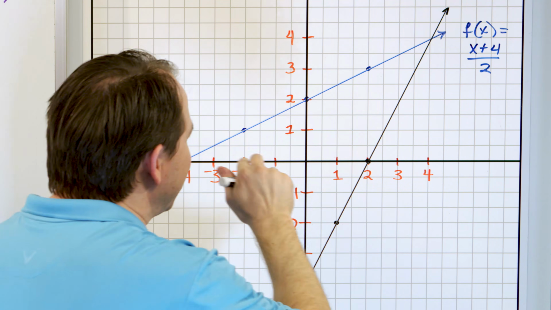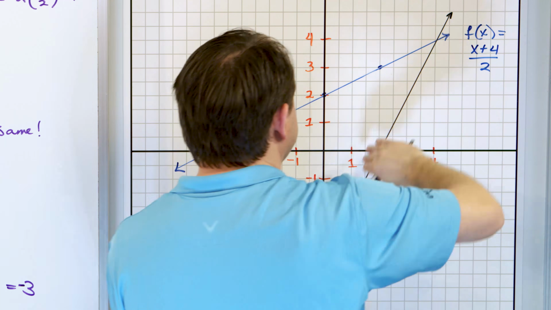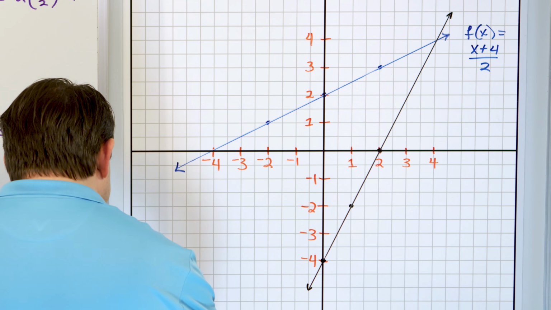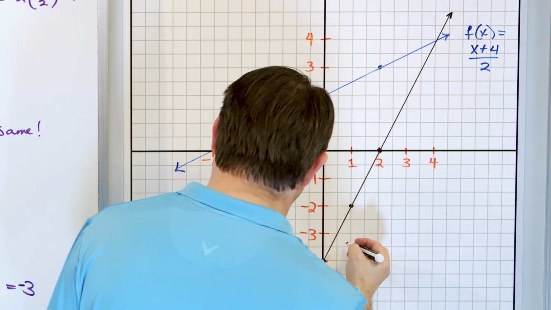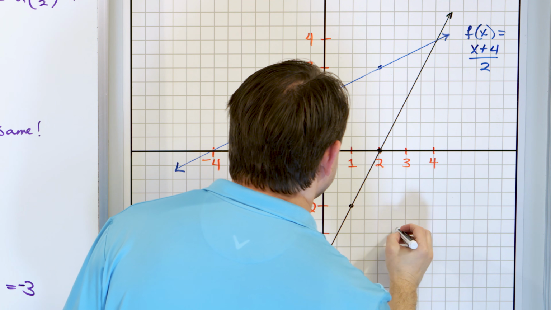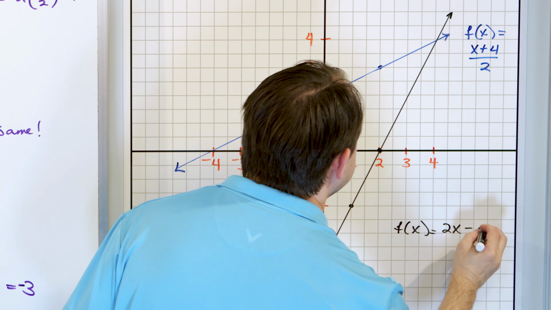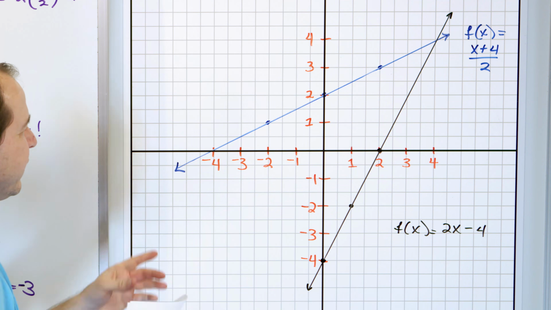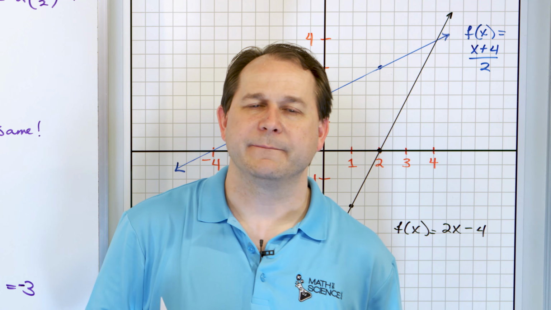Now, in your mind, I want you to extend this blue line. Of course, it goes on and on forever, and extend the black line. It goes on and on forever. Now, the interesting thing I want to show you is, let me write this down. This is f of x is 2x minus 4. Now, don't they look interesting? It looks like they're a mirror image of one another.